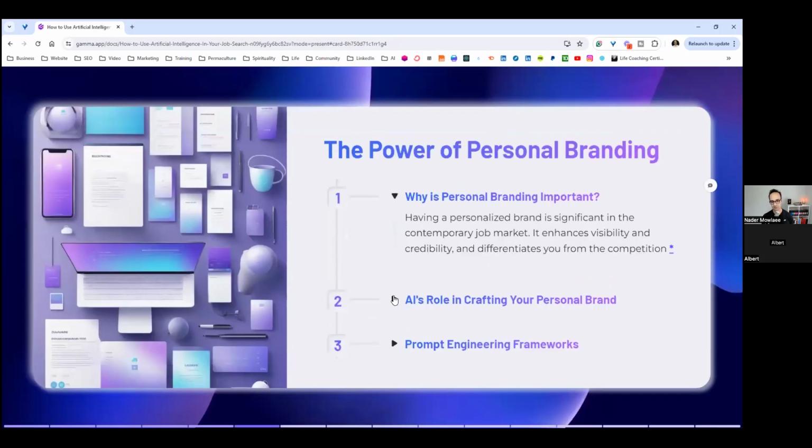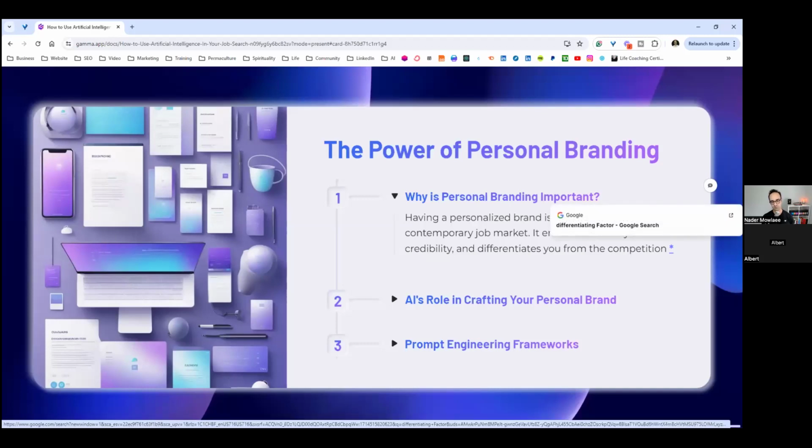Very briefly, just so we're on the same page. Why is personal branding important? We talked about marketability and brand development. It's because having a personalized brand is significant to this new contemporary job market that we have right now. And it ultimately is the strategy we need to improve our visibility, credibility, and create what I quickly mentioned here as a differentiating factor.